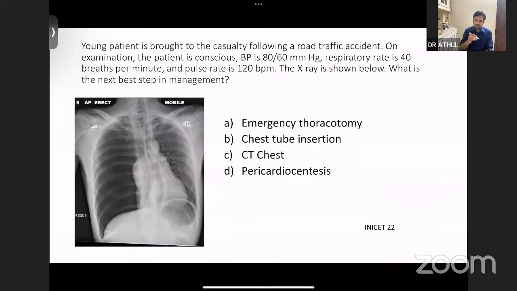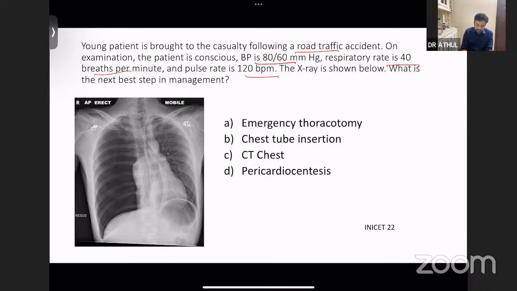So moving forward, another multiple time asked question. Young fellow after RTA presenting to you with low BP. The BP is around 80/60. Respiratory rate is around 40 breaths per minute. Pulse rate is very high, 120 beats per minute. So they have taken a chest X-ray, erect view, AP erect view. What is the diagnosis? What is the management?